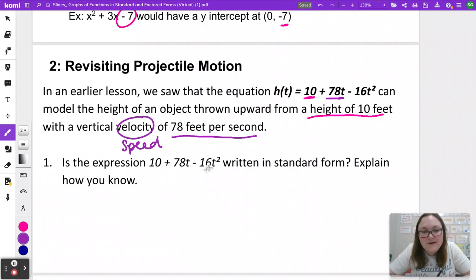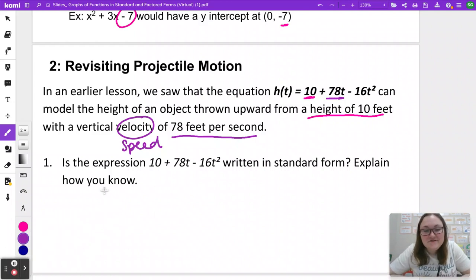Looking at our equation here, the first question is: is the expression 10 plus 78t minus 16t squared in standard form? And explain how you know. Go ahead, pause the video to try that now, and then come back to see how you did.